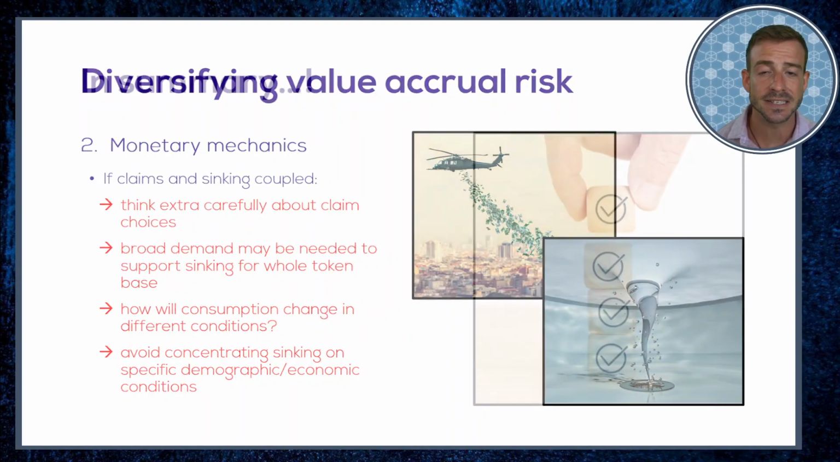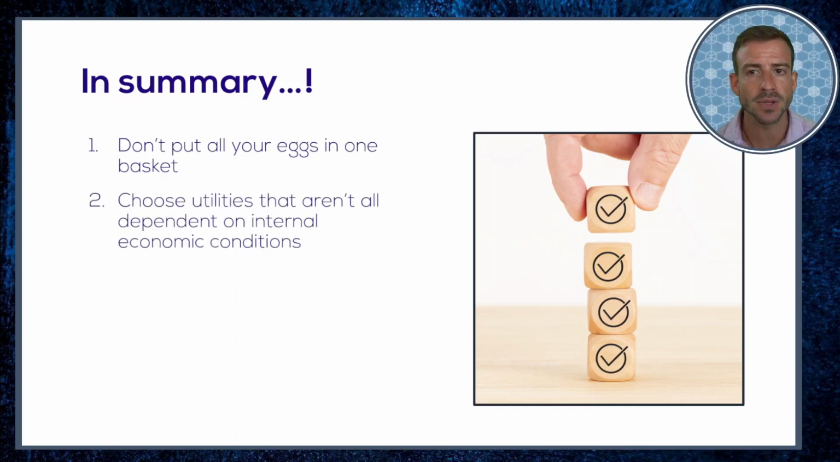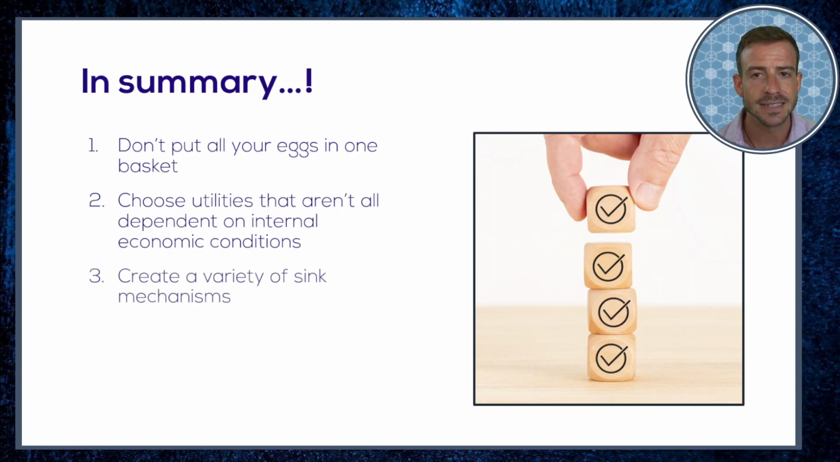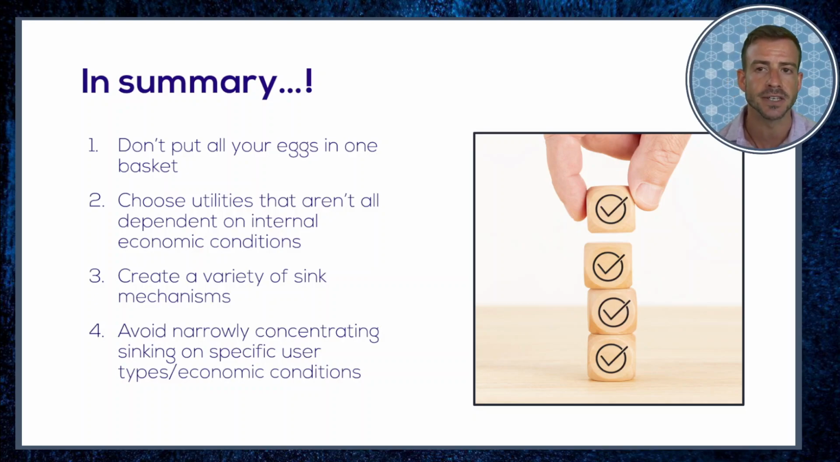And ladies and gentlemen, that's it. Quite a technical lecture, I know, but really, the core insights can be explained quite intuitively. Don't put all your eggs in one basket. Make your token valuable and useful in ways that aren't totally subject to the conditions of your blockchain economy. Design a diversity of sink mechanics and make sure that they avoid narrowly concentrating that function on a narrow part of your demand base or a narrow set of economic conditions.